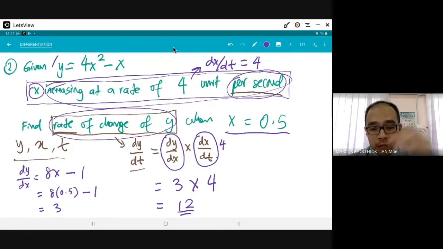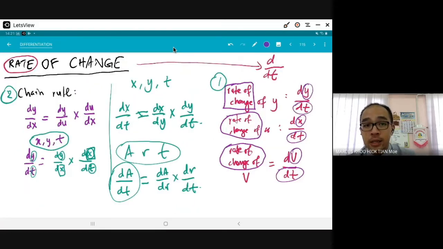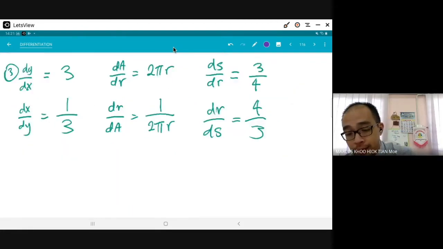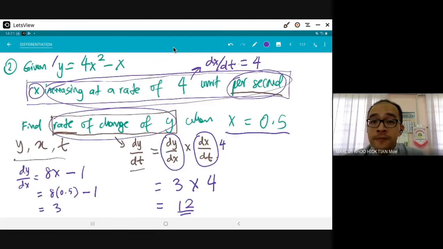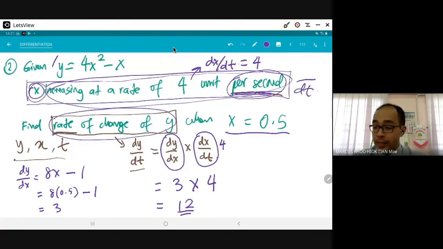That's why I started off this class by introducing all these things, so you understand how to translate the words into mathematical language. But what helps a lot is the phrase per second, because when you see per second, then you know it's dt. What changes depends on the question.